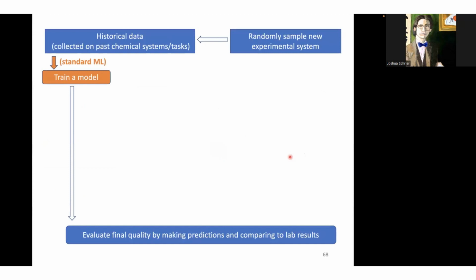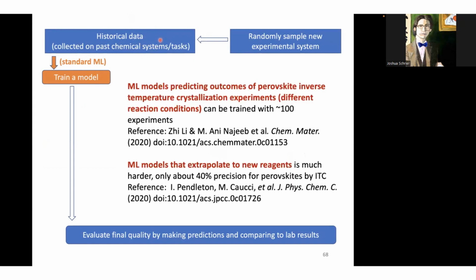All of you are experts in machine learning or studiously avoid machine learning. And so, as you know, the standard approach is you have some starting data set. In this case, it would be reactions that we performed in the past in various chemical systems. Then you select a model of your choice, train it, and evaluate the quality by making predictions. In this case, we're going to evaluate the model by making predictions about things that could happen in the lab, and then have the robot do the things in the lab.